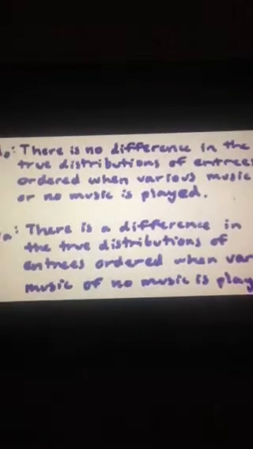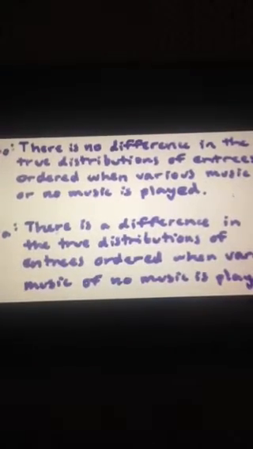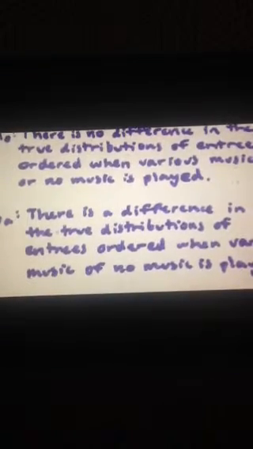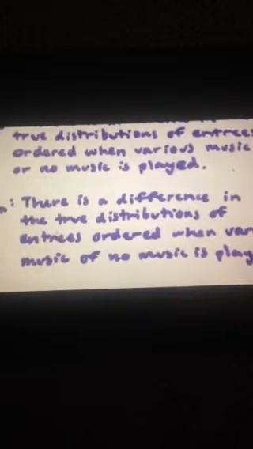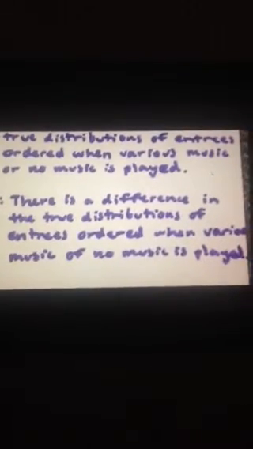And now we can start the significance test. We start off with the H0, which is there's no difference in the true distributions of entrees ordered when various music or no music is played. And the HA, the alternative hypothesis, is there's a difference in the true distributions of entrees ordered when various music or no music is played.